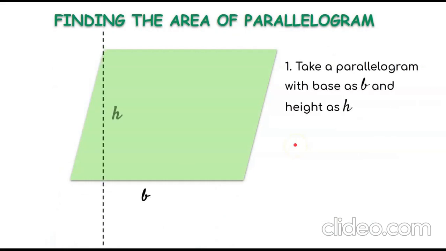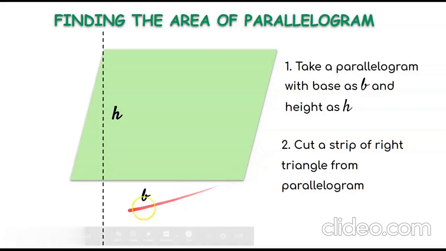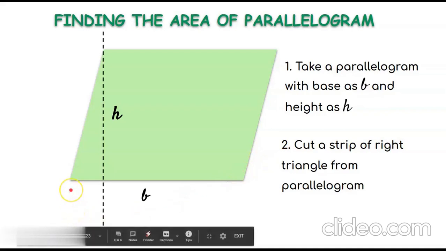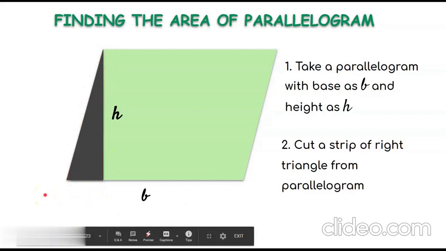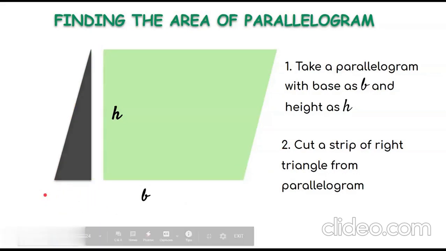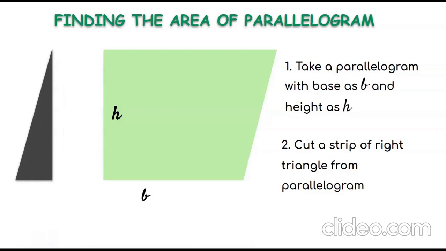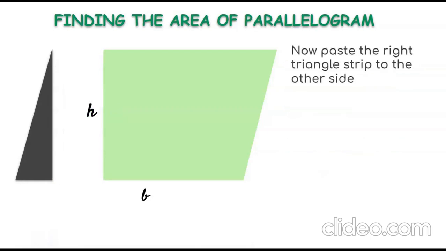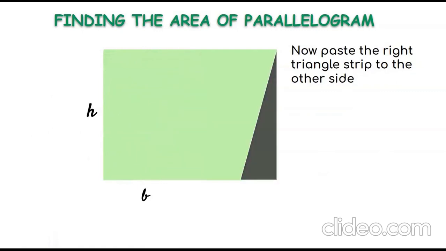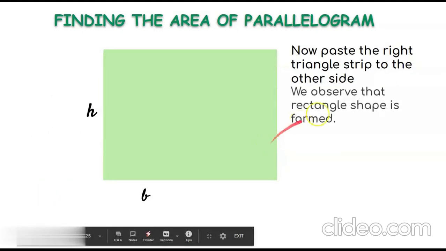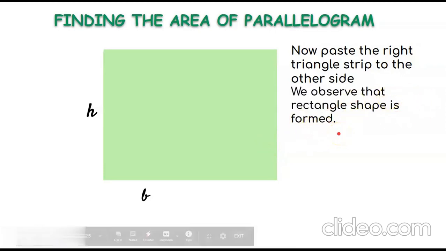Now cut a strip of right triangle through any vertex from the parallelogram. We painted this strip black to know the difference. Now remove this strip from the parallelogram. Now paste this strip to the other side of the parallelogram. By pasting it to the other side, we observe that rectangle shape is formed. Here, we didn't add or remove anything from the parallelogram.